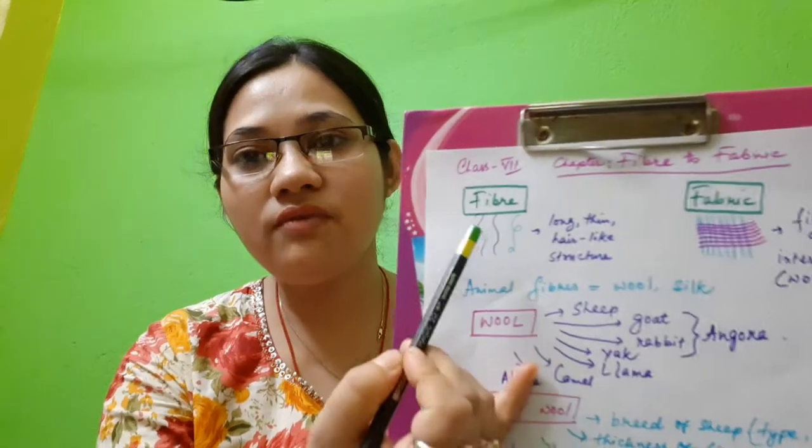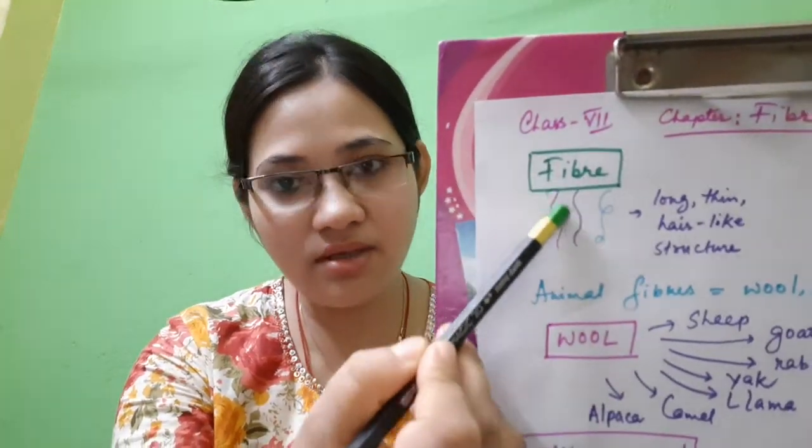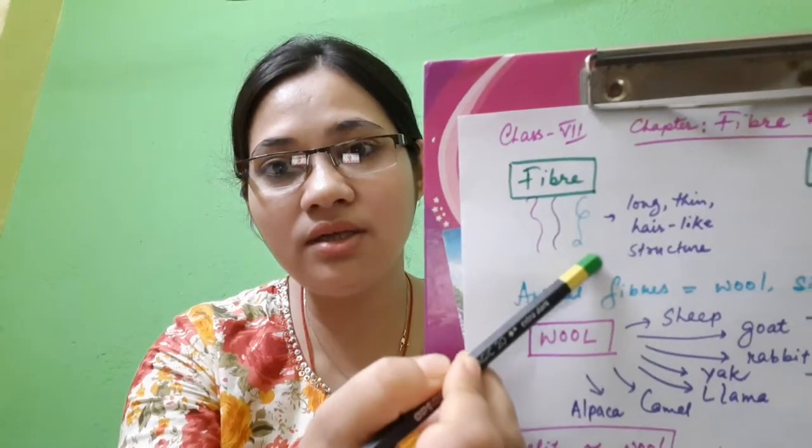Now what is a fiber? Like hair, we have hair, thin filament-like structures. So fibers are also very thin hair-like structures. They can be a little bit straight or they can be curly also. So very fine, thin hair-like structures are called fibers.